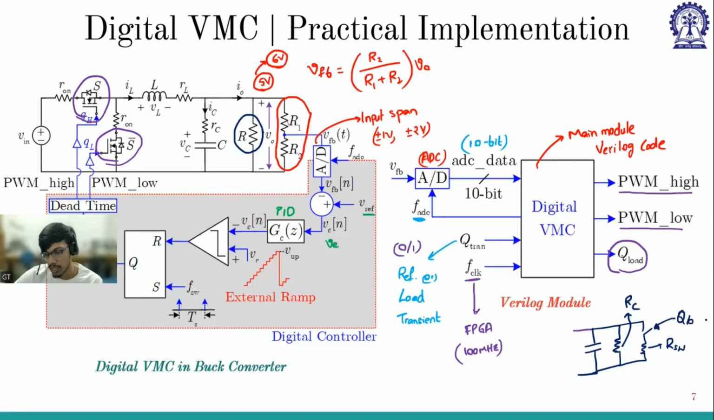Whenever Q load is high, RSW comes in parallel with RC, and this is much lower compared to RC. So the effective resistance will be lower, so current will be high. Whenever Q load is 1, we are increasing the load. Whenever Q load is 0, it is operating at light load condition. So Q load has two values, 0 and 1. 0 is for light load, 1 is for full load or high load. That's how the results are taken, whatever results SAR has shown.